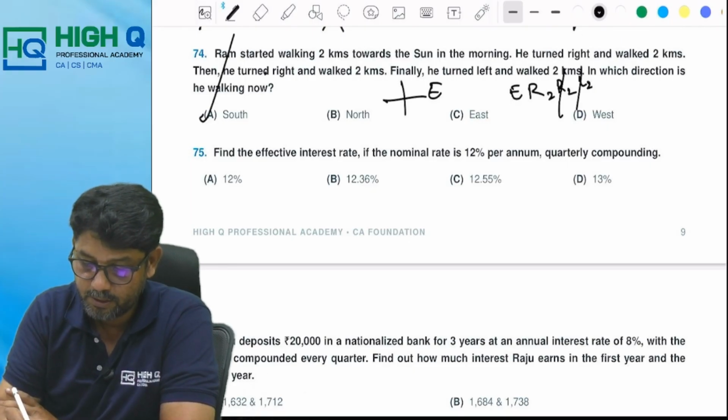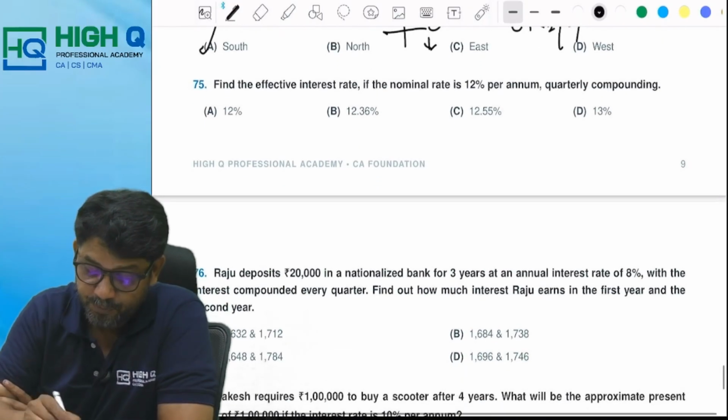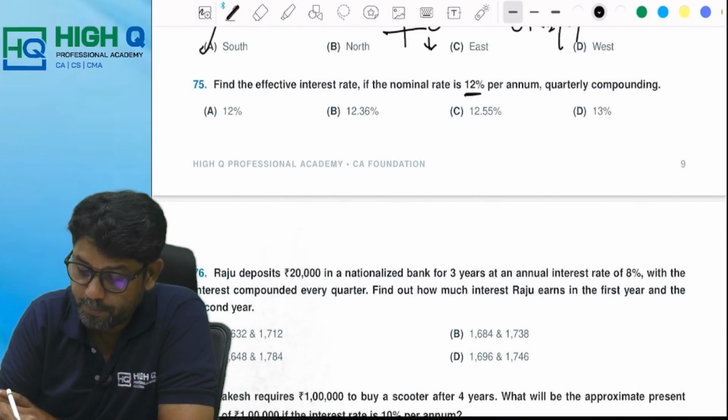R is what, my dear? South. I think you know this is east. Right side is south. That's it. Okay, answer is south. Next.